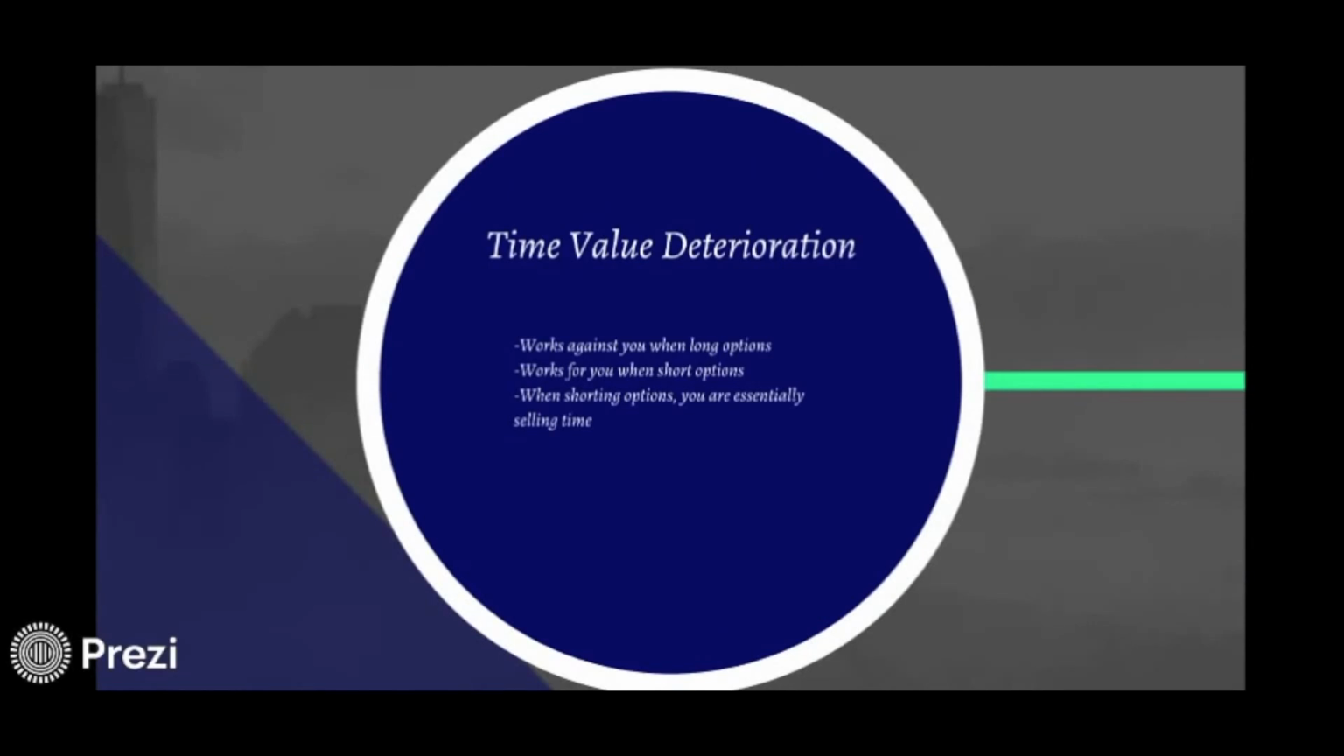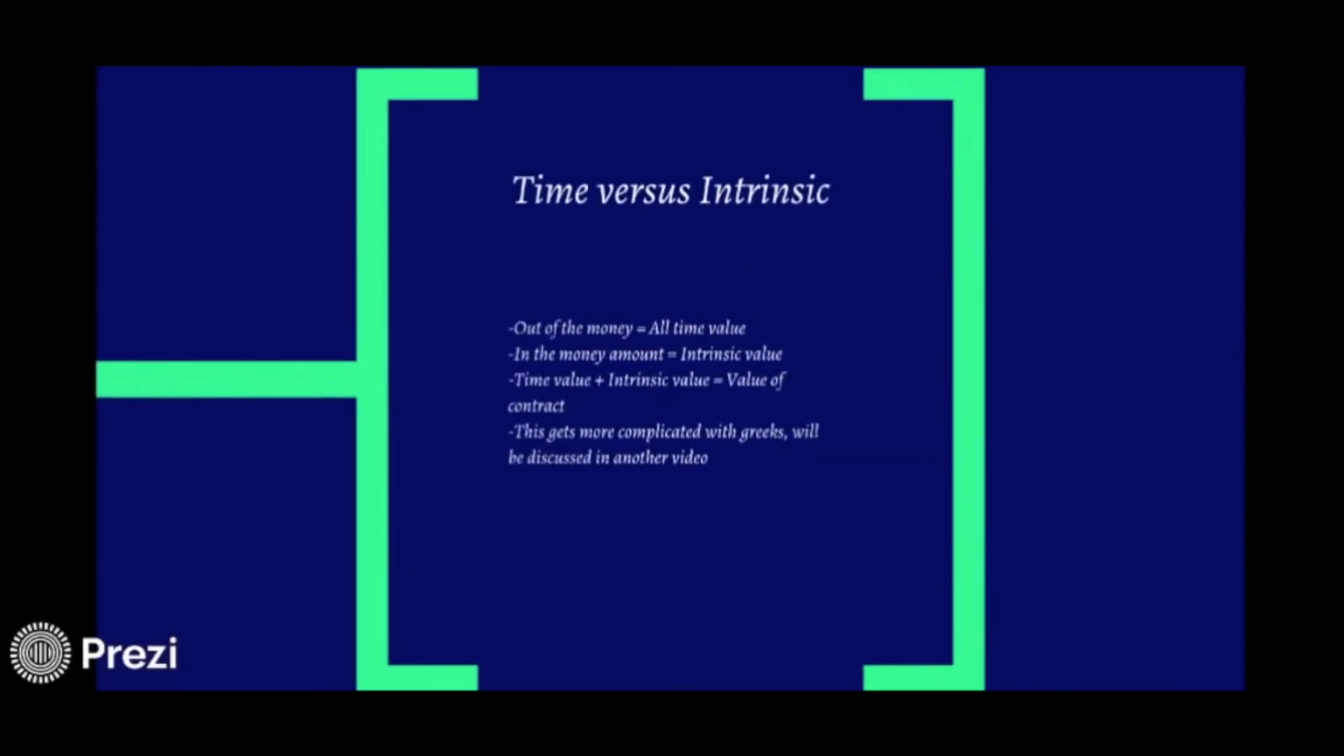So again, time value deterioration works against you when you're long options and works for you when you're short these options. When you're shorting these options, you're essentially selling time.